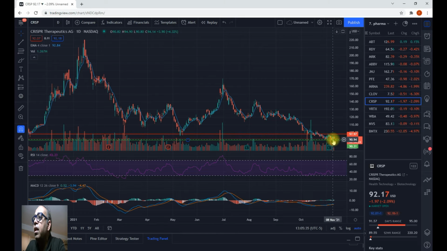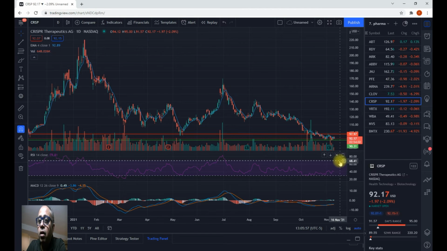And since 13th October, this share has mostly traded within this range, which shows consolidation. And the fact that the RSI has plenty of room to move upwards, I'm very, very bullish on this stock.